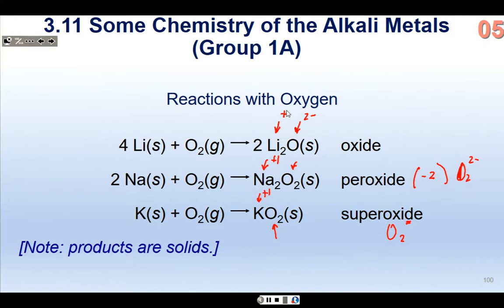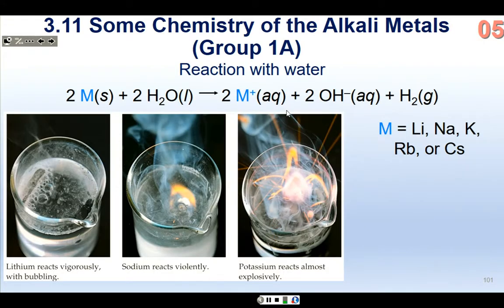So the superoxide is what you get with the most reactive, the regular oxide with the least reactive of this set of choices. The products that result turn out to be solids. Then there's reactions with water. Perhaps you might have seen this kind of reaction demonstrated in class.